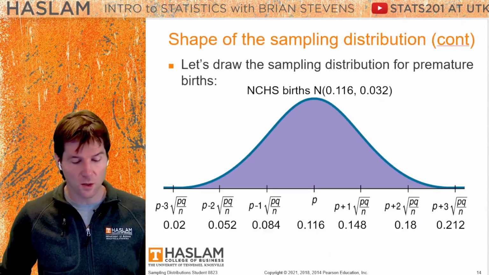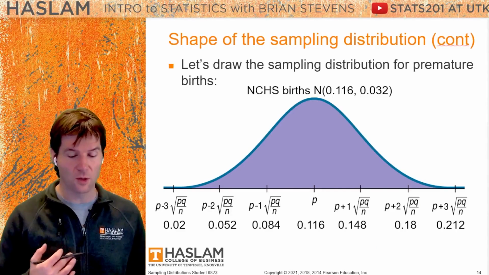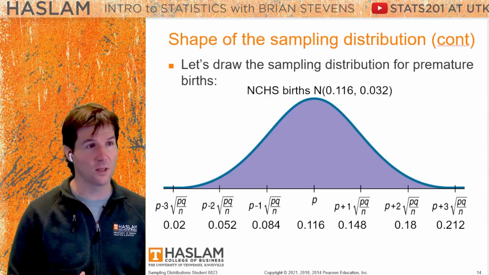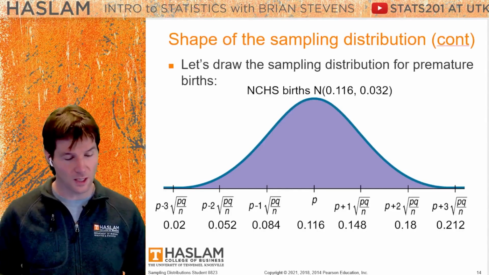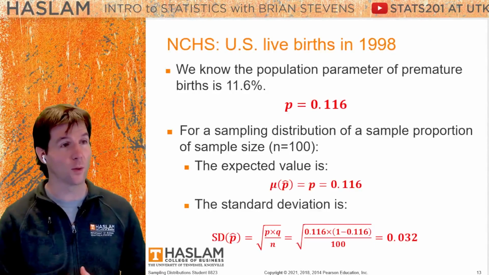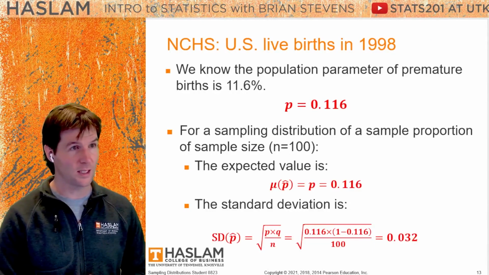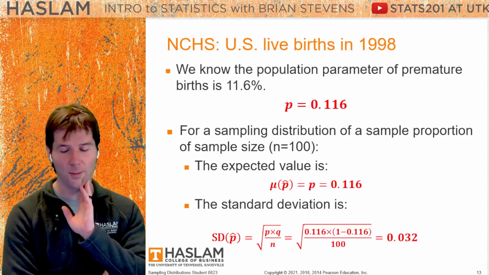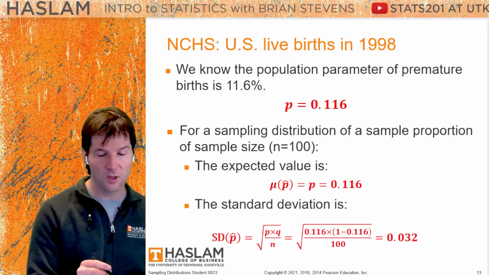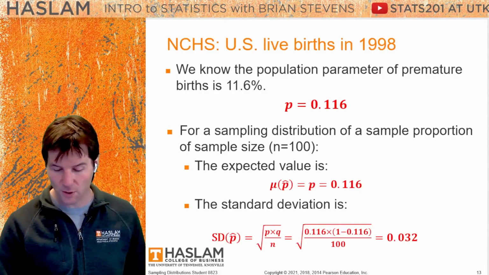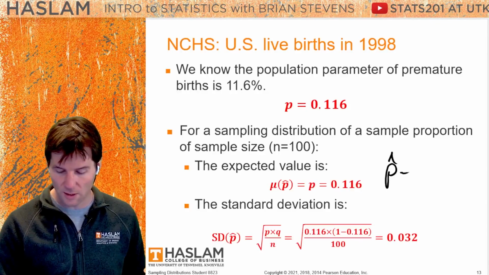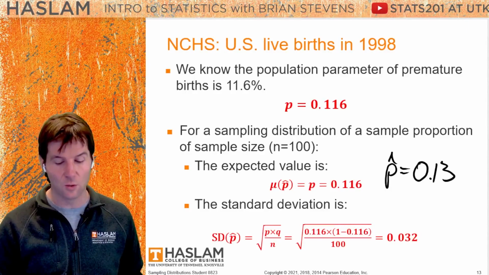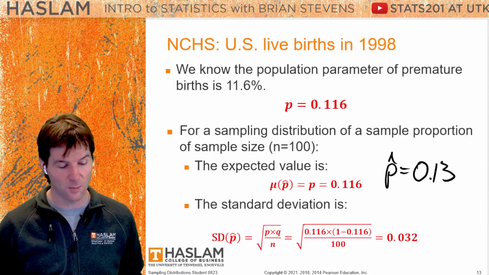And once again, knowing how to solve these, especially if you have a distribution of premature births: if 11.6% of births in the United States are premature, and we take a sample size of 100 births, about what percent would we expect to see premature babies in that sample? Maybe we have a hospital that we think has an unusually high amount of premature babies being born, and they have 13% premature babies. So the proportion in the sample from the hospital was 13% premature.